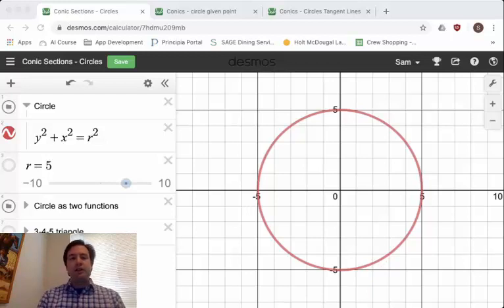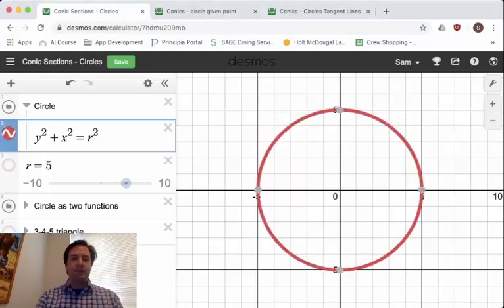R in the equation represents the radius. So right now r on the slider, you can see, is set to 5. So that means our circle has a radius of 5. And you can see that it hits the y-axis and the x-axis at these points, all 5s and negative 5s.